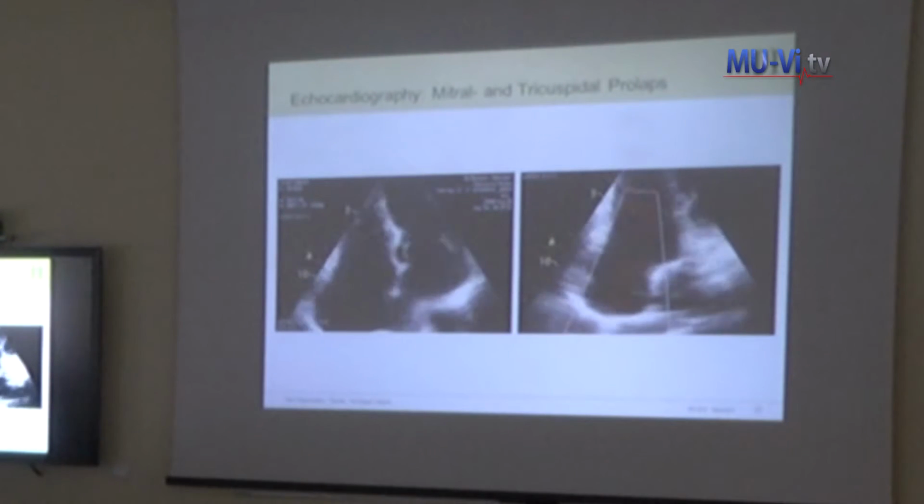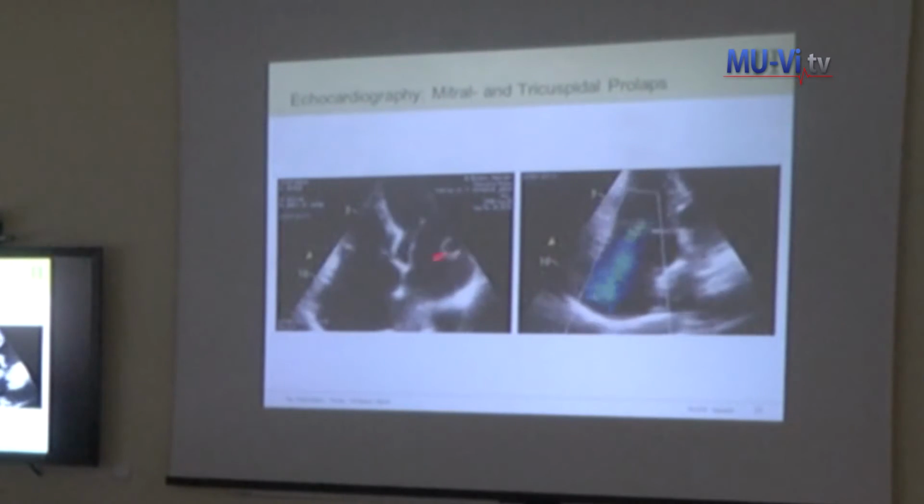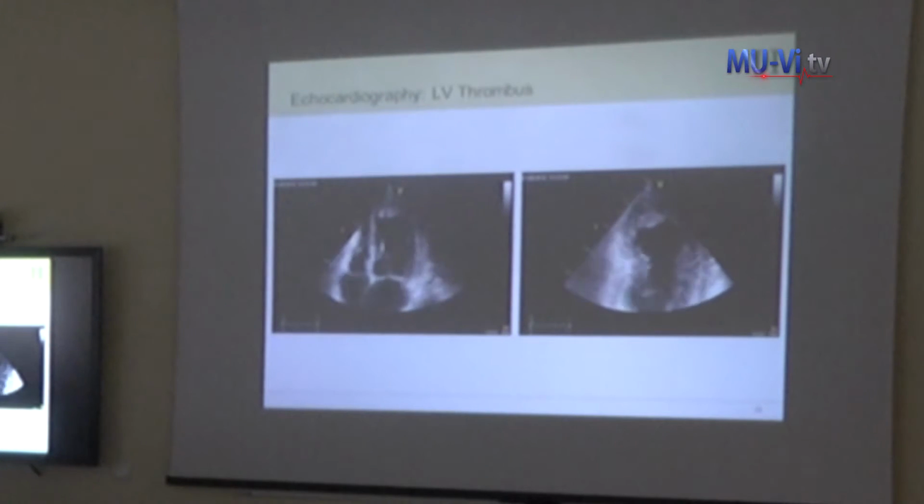Normally it's not a severe disease. Normally it doesn't matter, but if it gets to be a severe prolapse with a big insufficiency, it has to be operated on later as well.